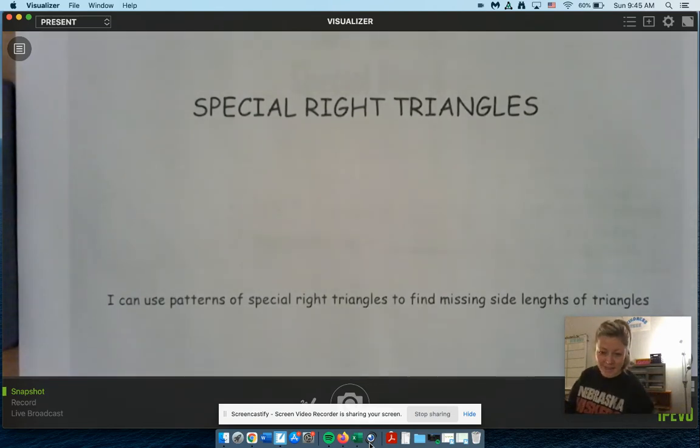Hello again. We are doing special right triangles today. So we're finding missing side lengths of a right triangle, right? Again, that's the big idea for the whole chapter. Today we're going to learn shortcuts when we have two special kinds of right triangles. The first one is a 45, 45, 90, and that's referring to the angles. And then the other one is a 30, 60, 90.